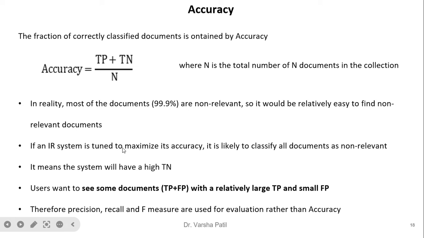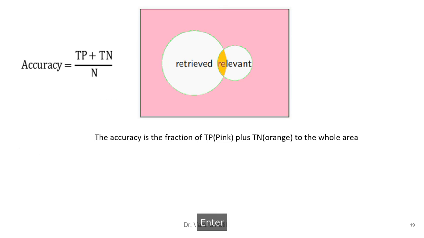If an IR system is tuned to maximize its accuracy, it is likely to classify all documents as non-relevant, which means the system will have high TN. But if the user wants to see some documents, even if they are wrong, that is TP plus FP, that is true positives and the documents which get falsely positive, with a relatively large TP and small FP. Therefore precision, recall and F measure are used for evaluation rather than accuracy. So accuracy for IR systems is rarely used.